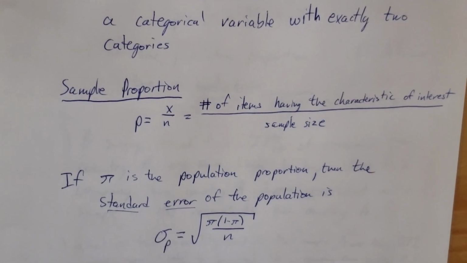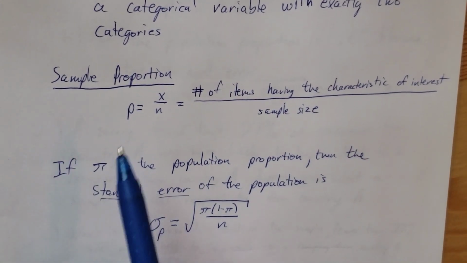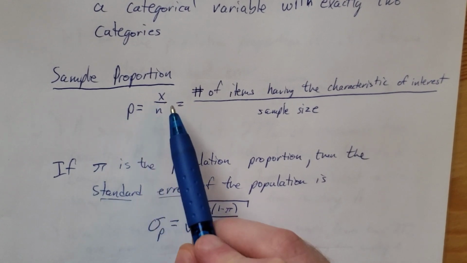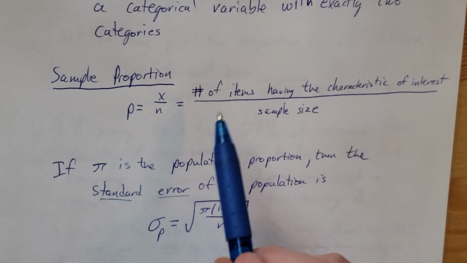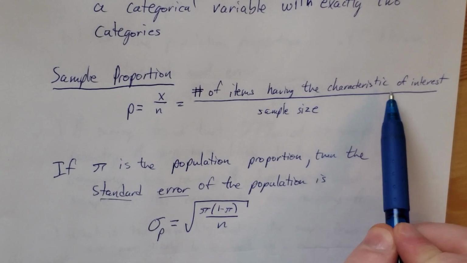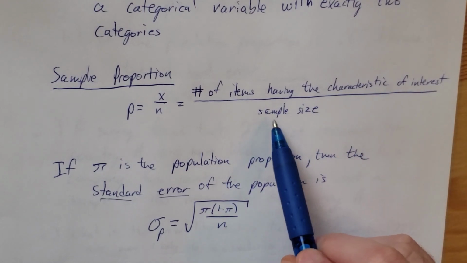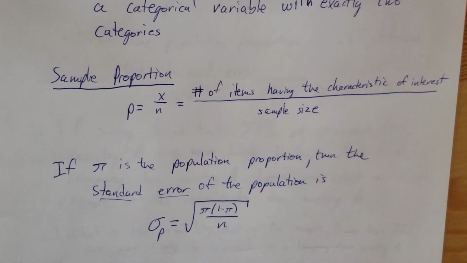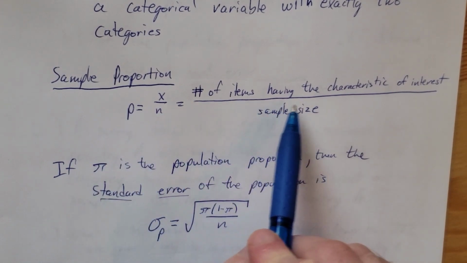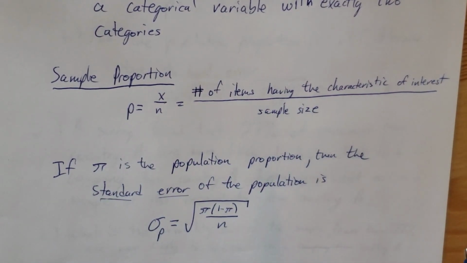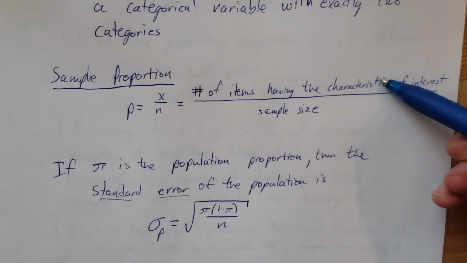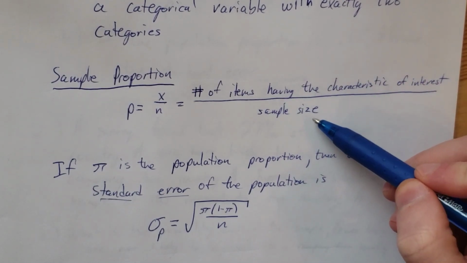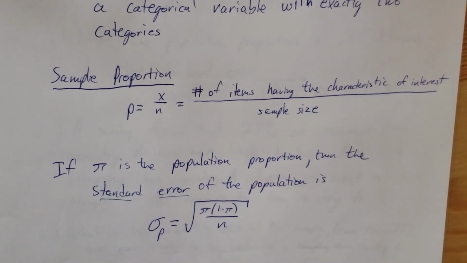And the first one is the sample proportion, which is just the proportion p is x over n, where x is the number of items having the characteristic of interest, and n is the sample size. And this is exactly what you should think of as the formula for proportion in general. So this should make sense, right? We want our number of items with the characteristic we're looking for over the total number of items. And that's exactly what this first thing says.